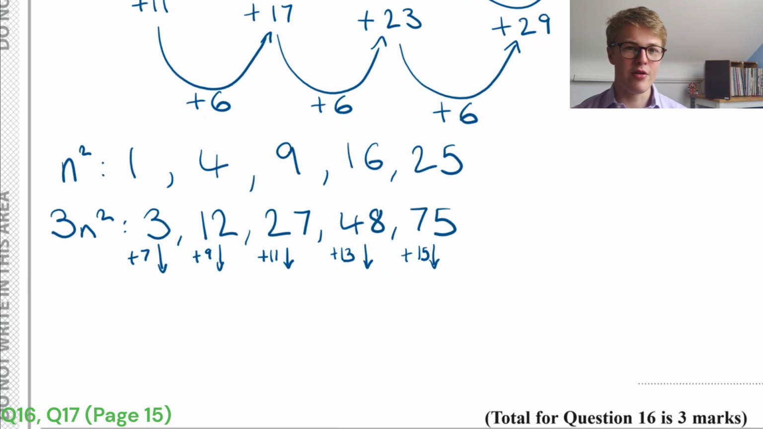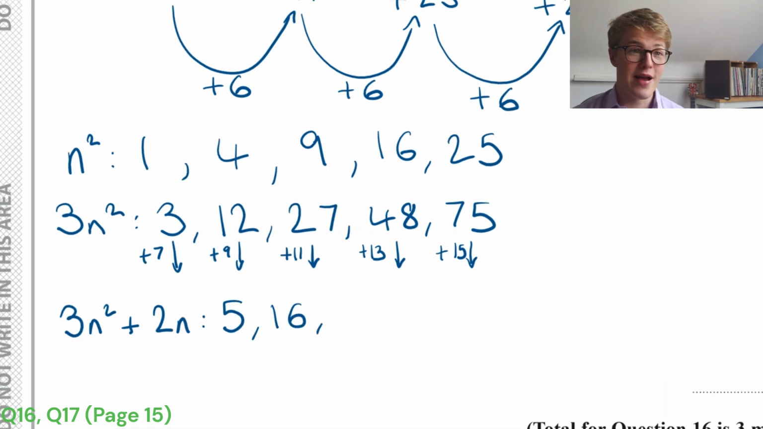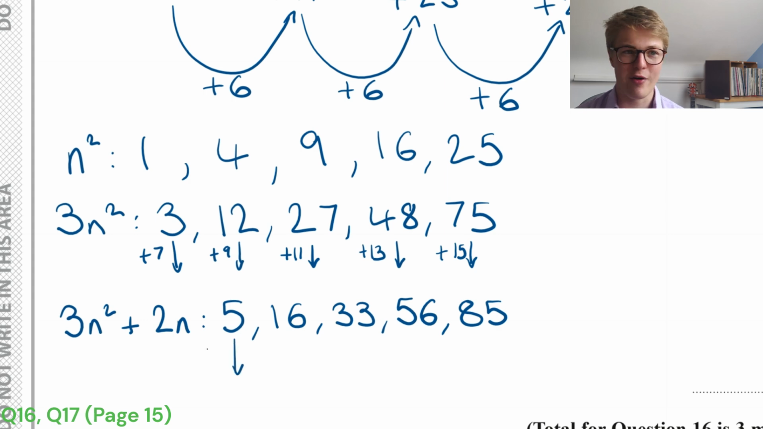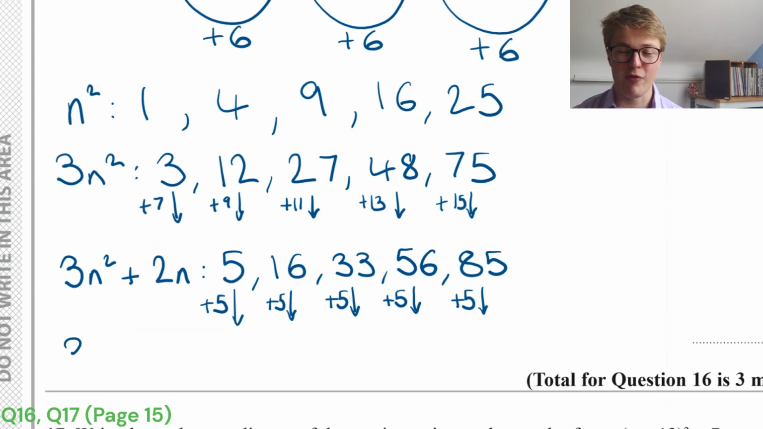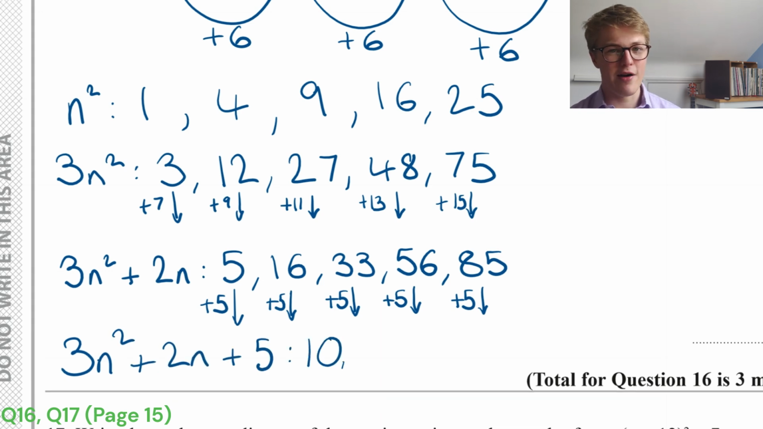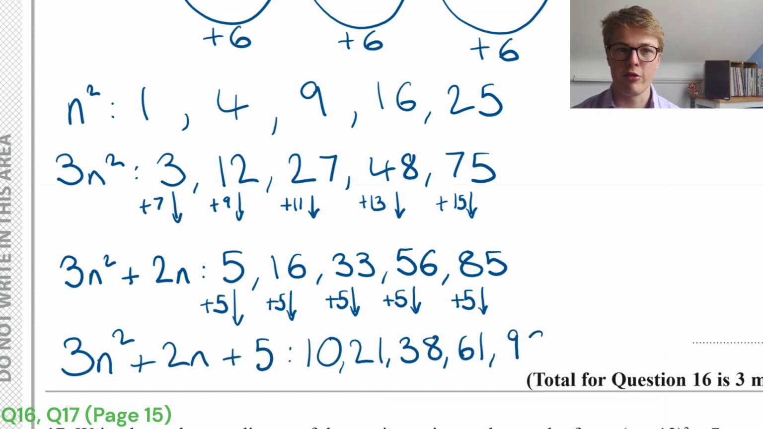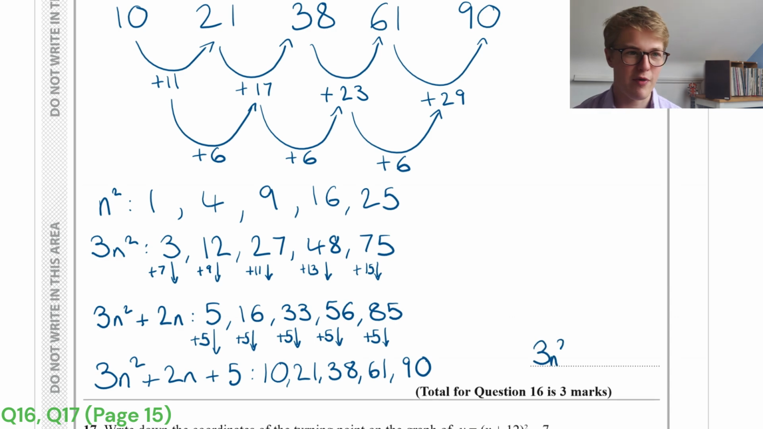And as you can see, the amount that we need to get to for our sequence is actually increasing each time, which means we need to add a factor of n to our quadratic. So I did 3n squared plus 2n, which is 5, 16, 33, 56 and 85, and then I had another look at the difference with our sequence, and in this case it was just plus 5 for all of them, so I just need to add 5 to our quadratic, and then that will be my final answer, which is 3n squared plus 2n plus 5.